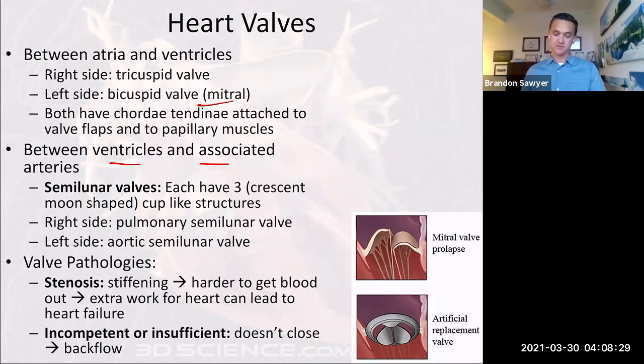Okay, so you can have some problems with these valves. You can have a prolapse like this, where it kind of doesn't close all the way. You can have some stenosis, which means stiffening of that valve. Okay, you can also have different versions of incompetence or insufficiency, where it doesn't close all the way and blood's able to go backwards. Okay, in some cases we can actually have a full valve replacement. Mechanical valves or pig valves are commonly used as well.